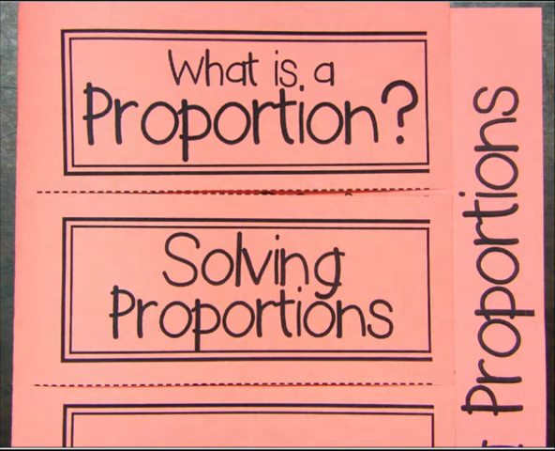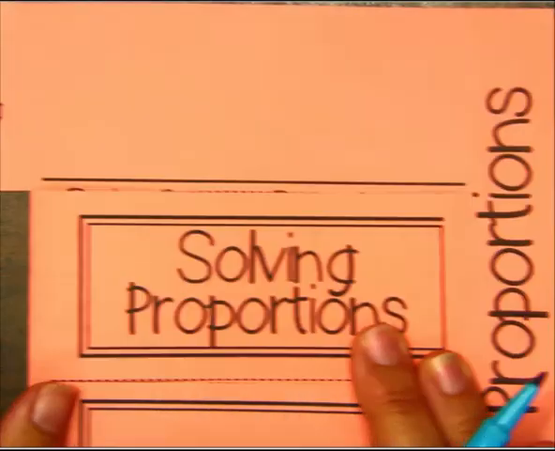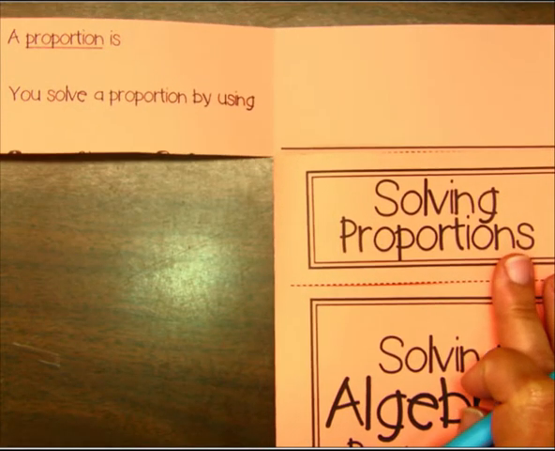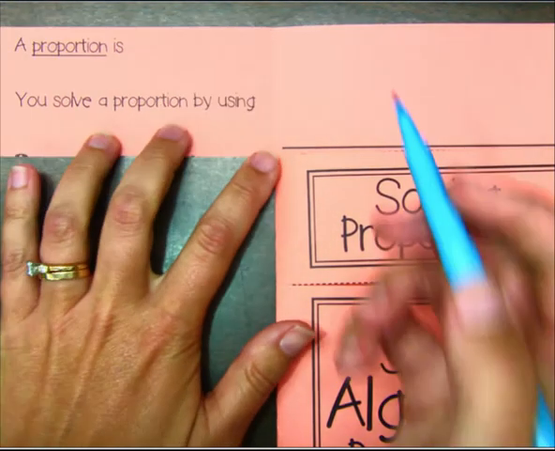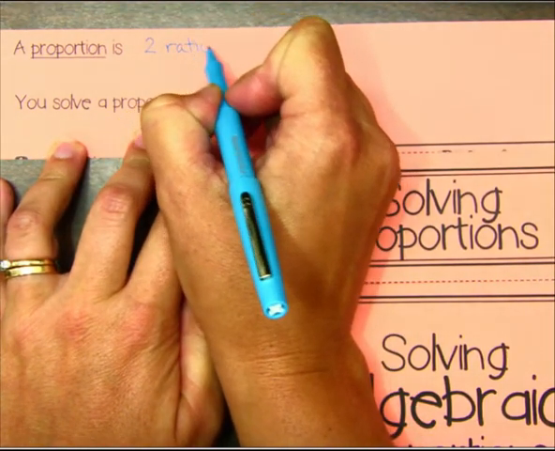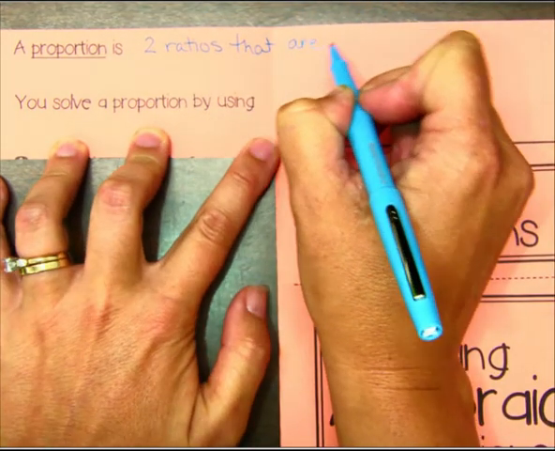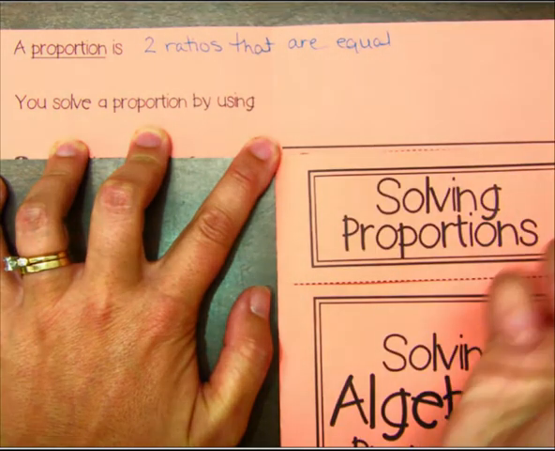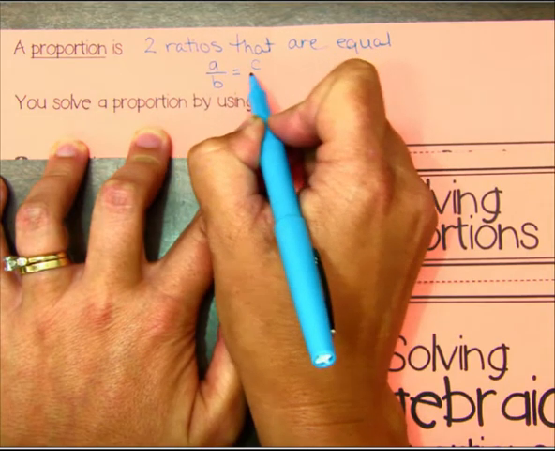In this video, we're going to take a look at solving proportions. So we're going to just start off with a little bit of a review, and we're going to talk about what a proportion actually is. If you have your foldable, you can go ahead and open it up. At the top here it says a proportion is, and basically a proportion is when you have two ratios that are equal. And so it might look something like A over B is equal to C over D.